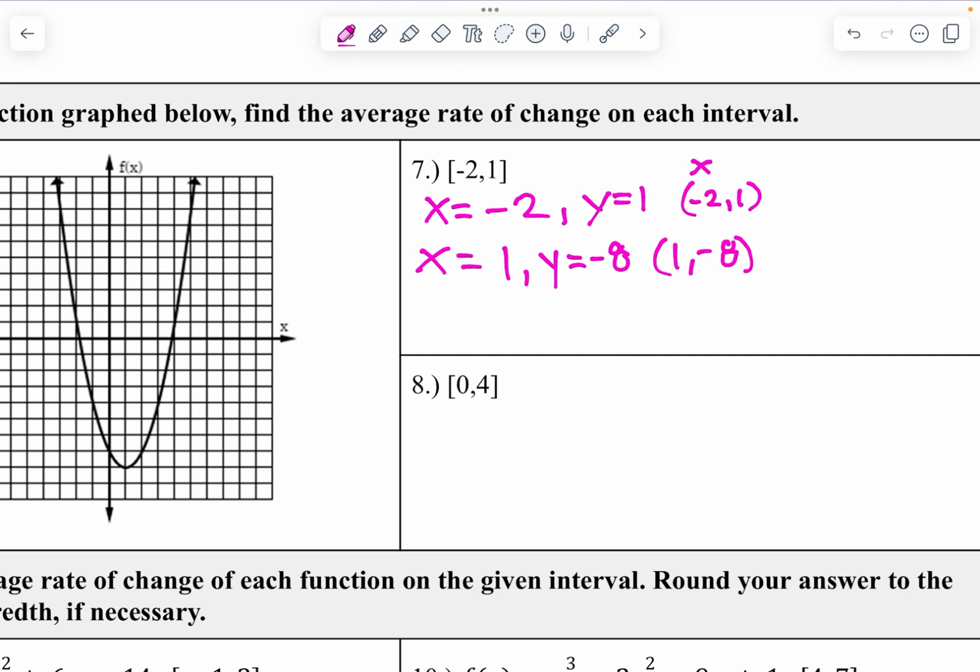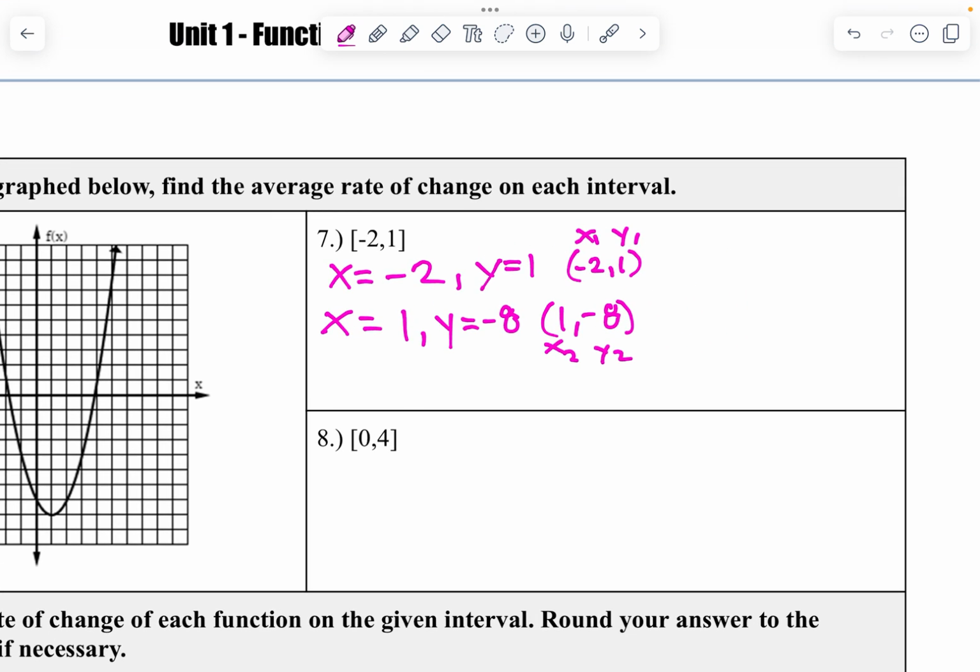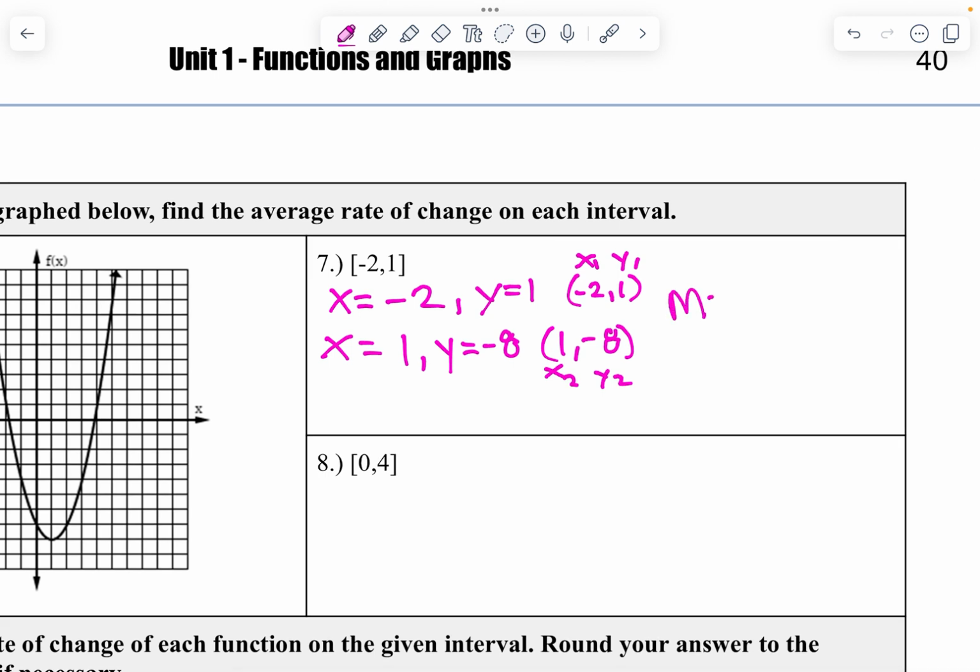So here's x1, y1. Here's x2, y2. And now we can use our slope formula. So negative 8, take away 1, divided by 1 minus the negative 2. So we get negative 9 divided by 3, because that was really 1 plus 2. Minus minus goes to the plus. And so we get a slope of negative 3.